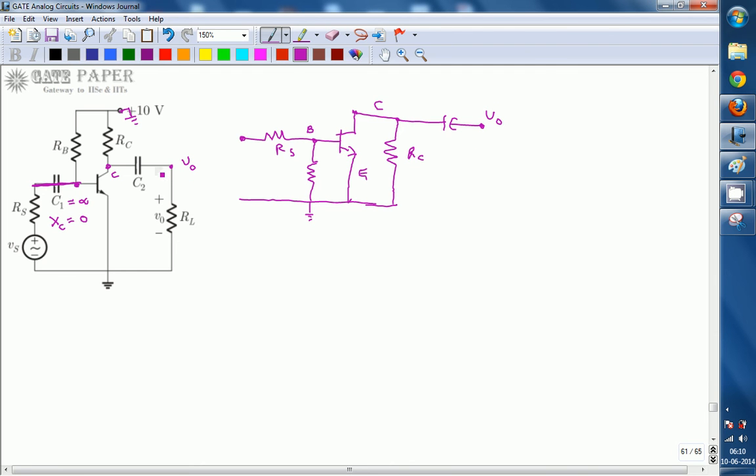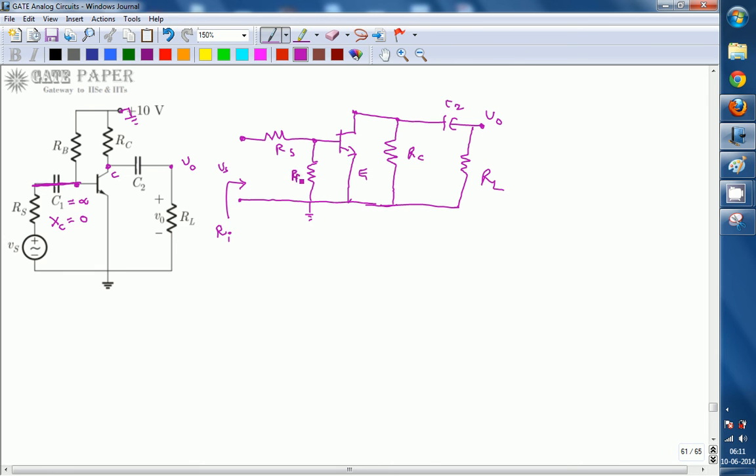And from V0 there is a resistor RL towards ground, so you can draw a resistor RL towards ground. So this is RC, RL and C2. This is collector, so don't confuse with this one. I am removing these terminals. Now this is Vs. We are interested in the resistance seen by the voltage source, that is Ri, which we are going to calculate.